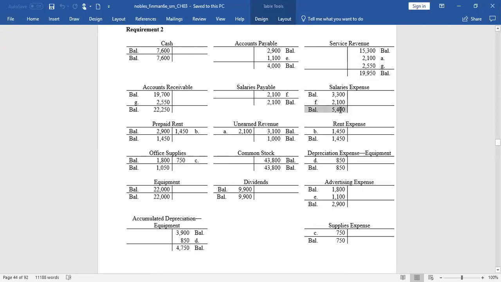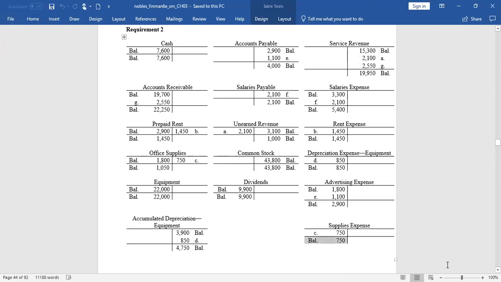Salaries expense. If we didn't do an adjusting journal entry, we would have been off on our salaries expense. It's at $5,400 now. We wouldn't have even had rent expense recorded. Now we have a balance of $1,450. Or depreciation expense on the equipment. Advertising expense increased to $2,900 debit balance, and then supplies expense increased to $750.